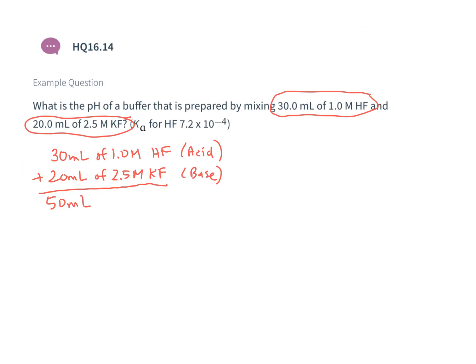I need to find my new concentration of HF and my new concentration of potassium fluoride at this new volume of 50 milliliters. This requires an equation we covered in Chem 106. M1V1 equals M2V2. Basically, the molarity of my first solution times the volume of my first solution equals the molarity of my second solution times the volume of that second solution.